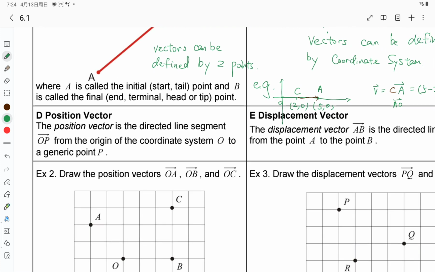And then position vector. A position vector is the directed line segment OP from the origin of the coordinate system O to a generic point.